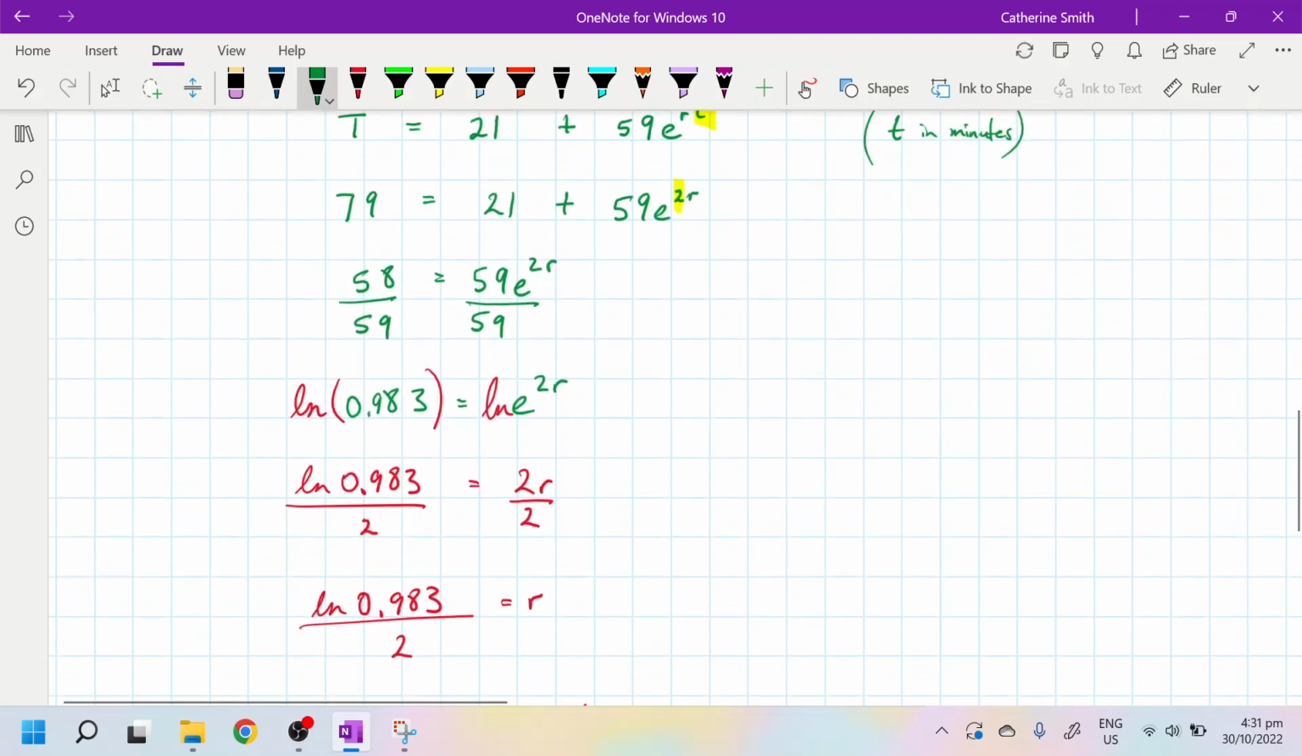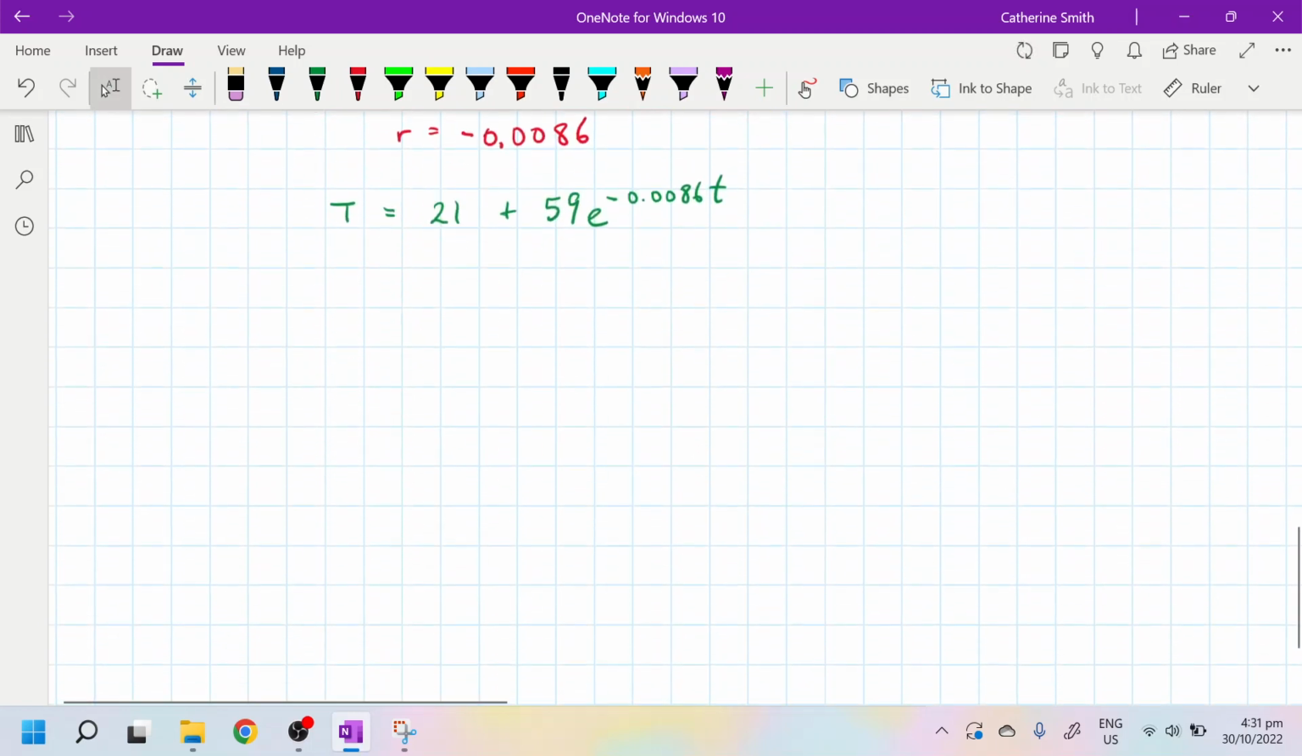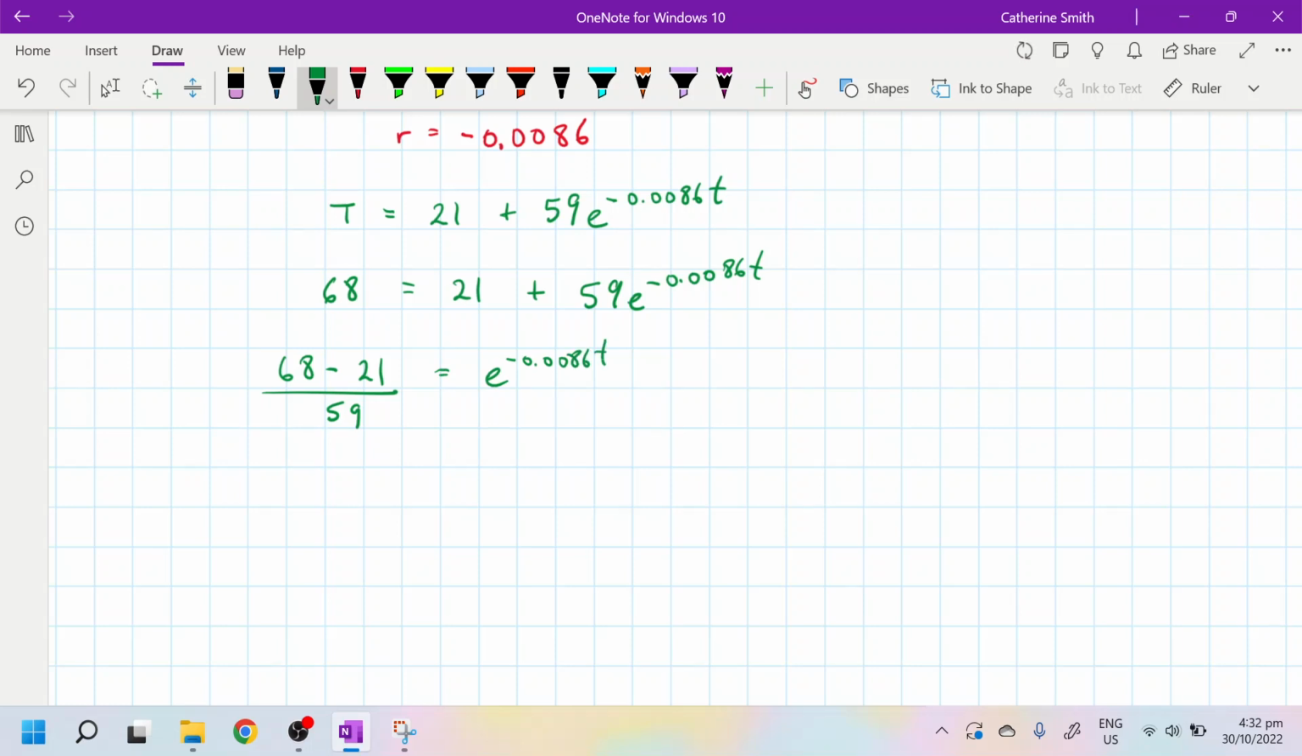So it asks us how long will it take to cool to 68 degrees? So we're going to put 68 in here. We've got our 21, our ambient temperature, plus 59 e to the negative 0.0086t. 68 minus 21 divided by 59, doing a few steps together, equals e to the negative 0.0086t. Putting it in the calculator, we get 0.7966.